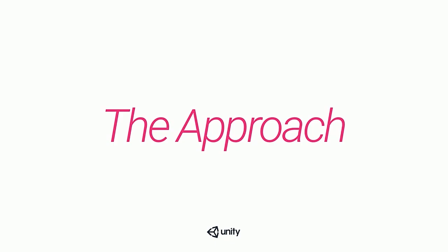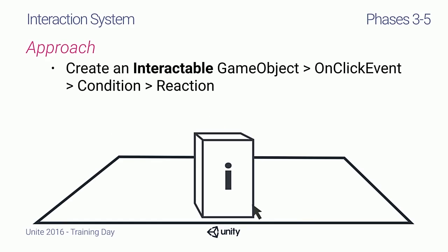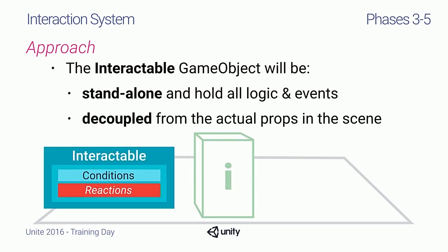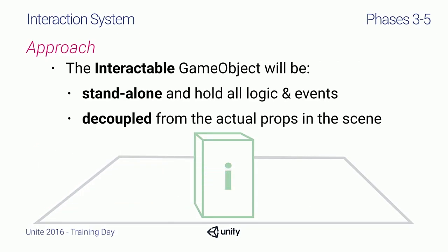We got together, sat down, all of us, talked it out, did some whiteboarding, and we've come up with an approach. We're going to create an interactable game object, and that game object will receive user click input as an on-click event, and we'll use the event system, and based on a set of conditions, we'll call a series of reactions. The interactable game object will be standalone, and it's going to hold all of the logic and events, and it's going to be decoupled from any actual props in the scene.